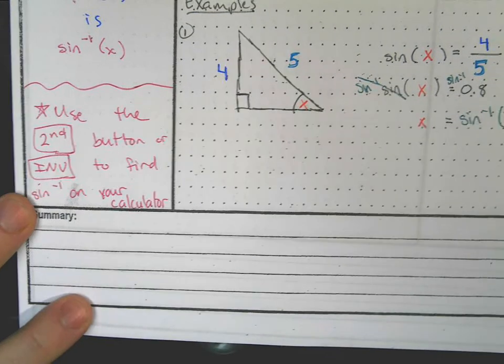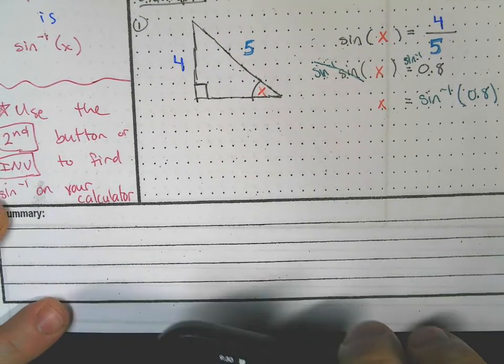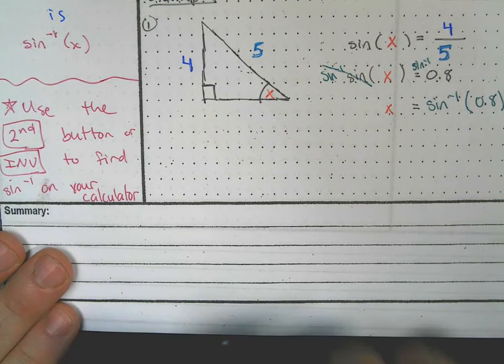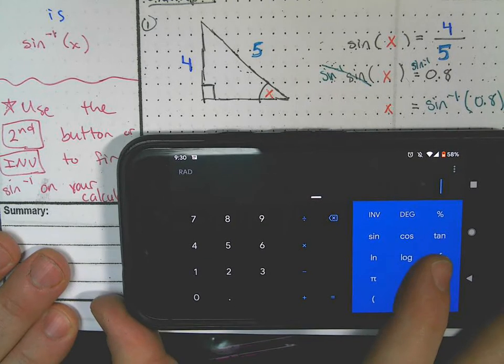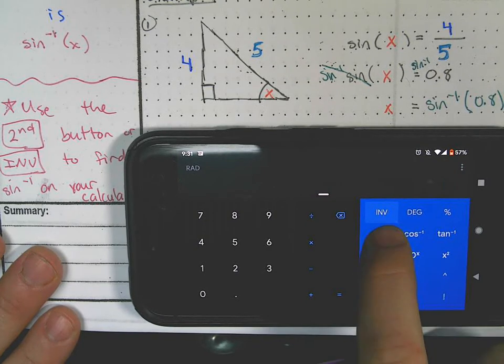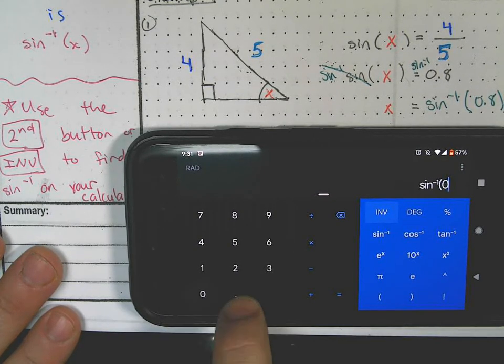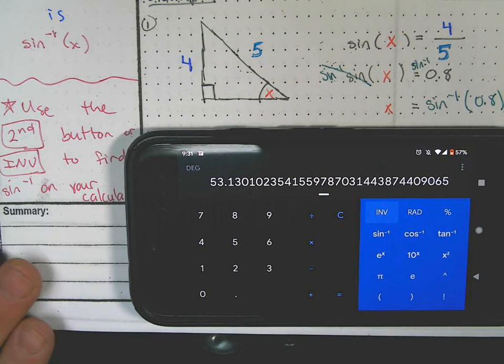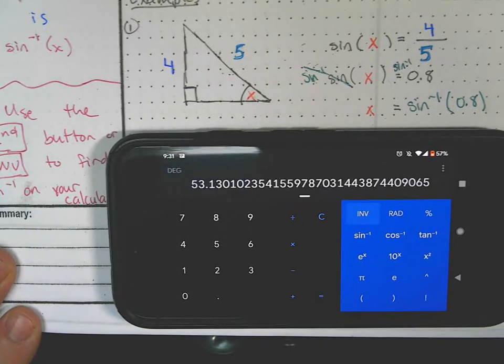Okay, so let's go back to our problem right here. Here's my calculator. So I need to do sine inverse of 0.8. So to get to my inverses, I'm going to use my inverse or my second button. Click it. There's my sine inverse button. So I'll click sine inverse. Now I type 0.8. And then I hit enter. And I found that the angle measure is 53.1 degrees.